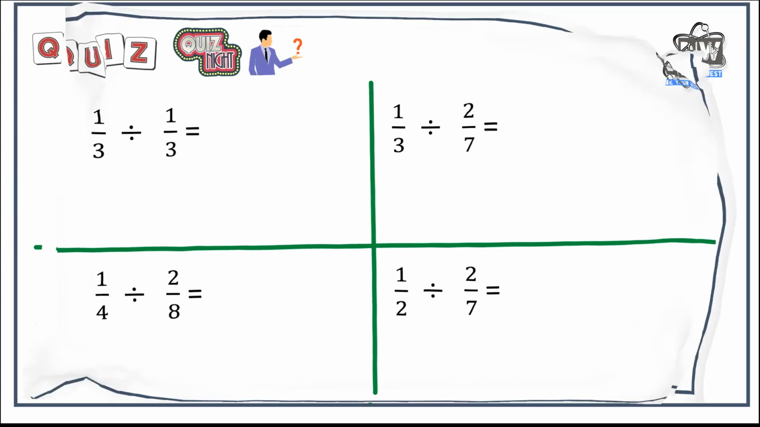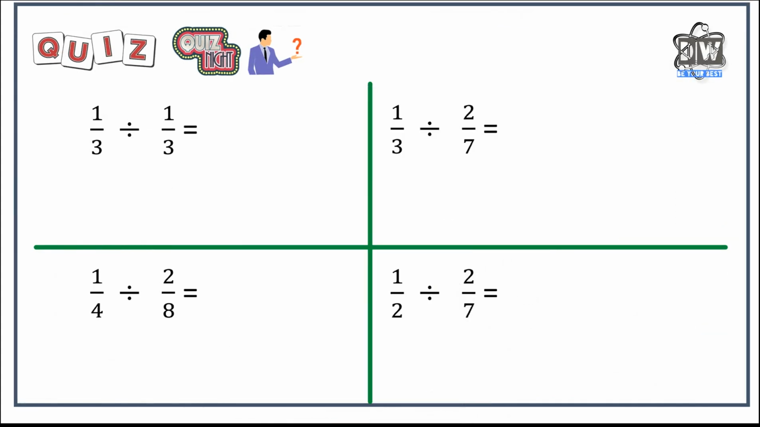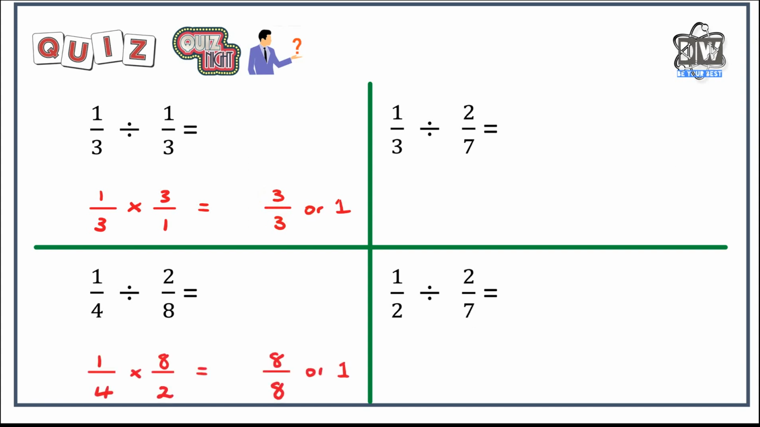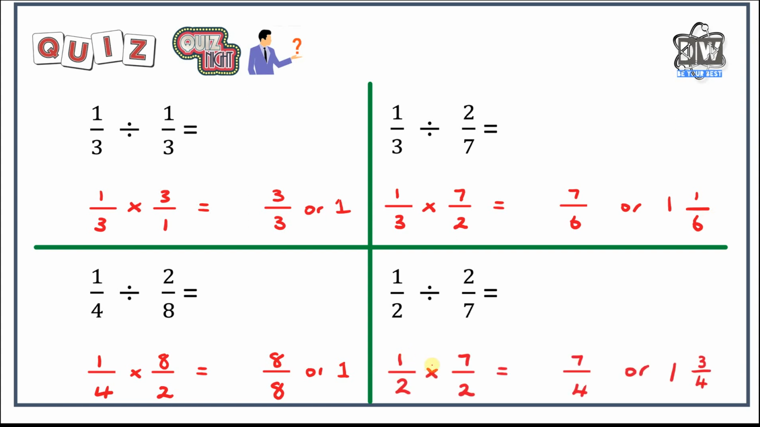Hopefully you've had some time to do that. Here are the answers. We're going to go through each stage at a time. So you can see that I've kept, I've flipped, and I've changed. I end up with 3 over 3, which is 1. On the next one, I've kept, I've flipped, I've changed, and I end up with 8 over 8, which is 1. On the next one, I've kept, I've flipped, I've changed, and I end up with 7 over 6, which is 1 and 1/6. And last but not least, I've kept, I've flipped, I've changed, and end up with 7 over 4, or 1 3/4.